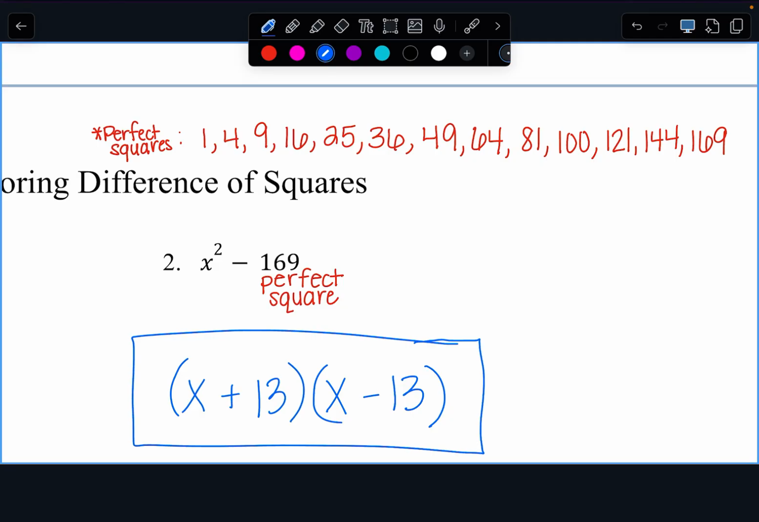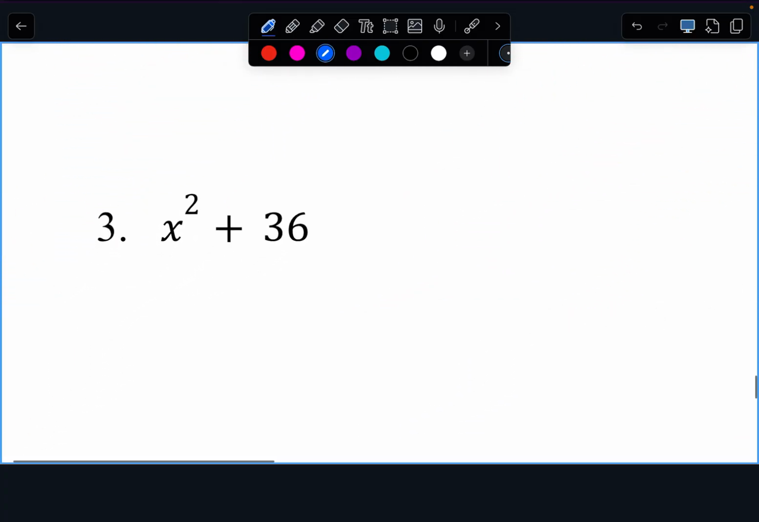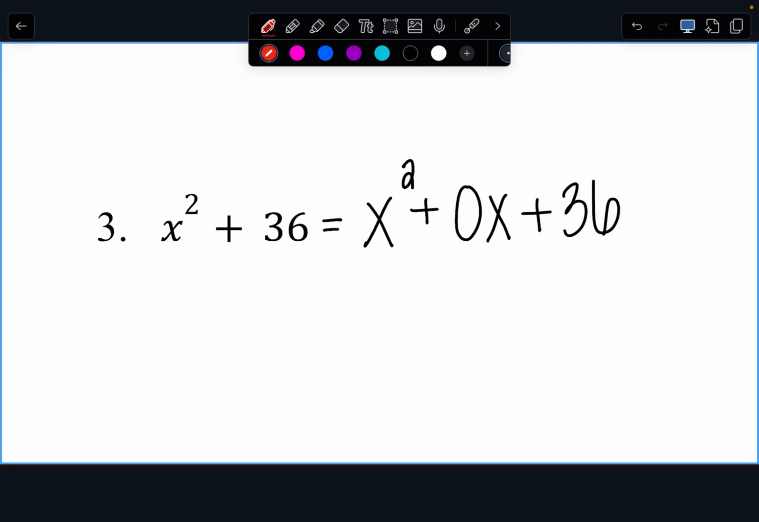Let's try another one. Number 3. This is saying that we've got x squared plus 0x plus 36. An issue that we have here is that this tells you that they're going to be the same sign. Is there any way to multiply 2 things together that are the exact same sign and have them add to 0?